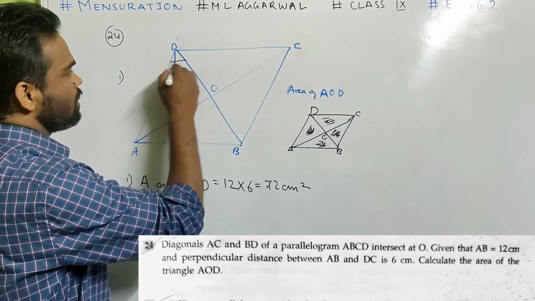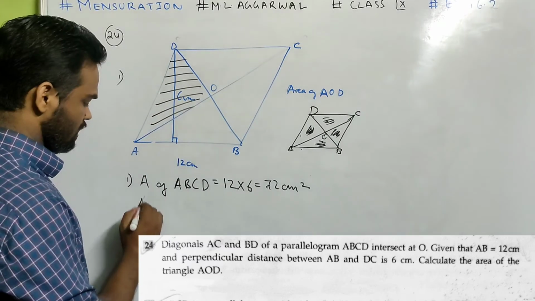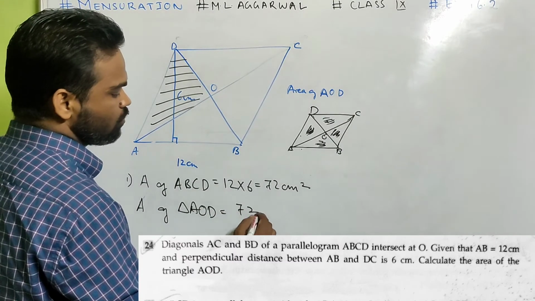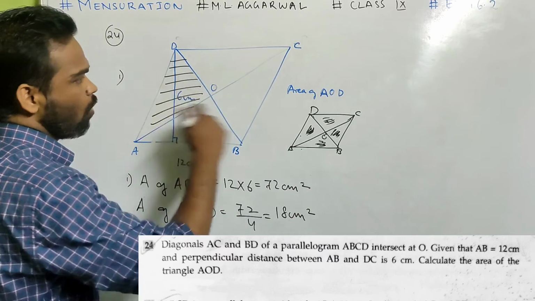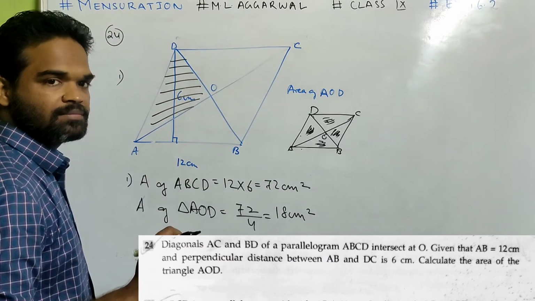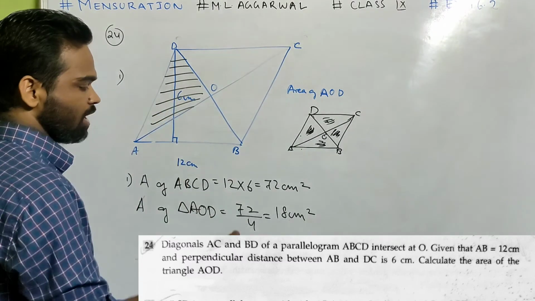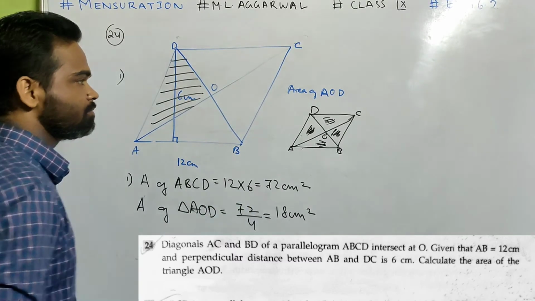So we want the area of AOD. So area of triangle AOD is 72 by 4. Simple. That's 18 centimeter square. Because the whole parallelogram is divided into 4 parts having equal area. 4 triangles having equal area. So area of one of the triangles is 72 by 4. That's 18 centimeter square. Okay.